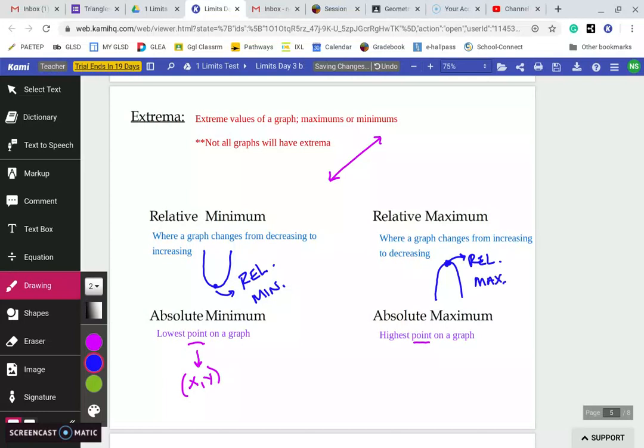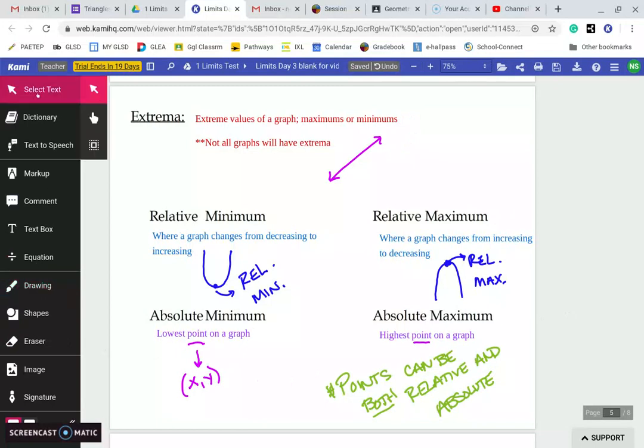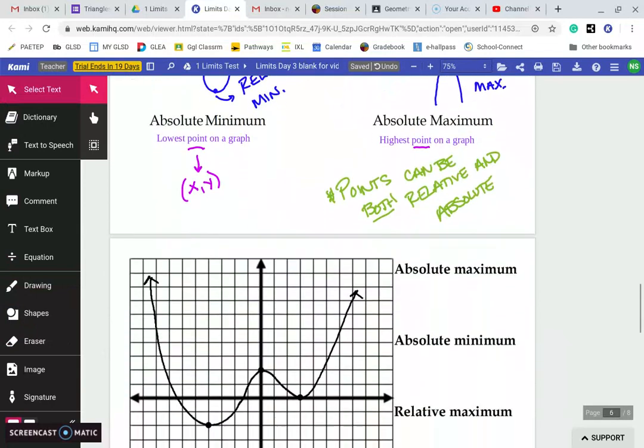Okay, now, can one point be both? Yes, that is true. Points can be both relative and absolute. And you'll see what I mean when we get into the examples. But points don't have to be both. They could be one, they could be the other, they could be nothing. So just remember our definitions when we start to go through these examples.